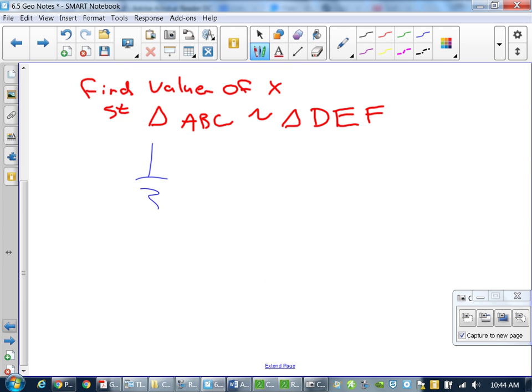we have 1/3 over x minus 1 over 18. Cross multiply, you get 18 times the 1 is 3 times the x minus 1.